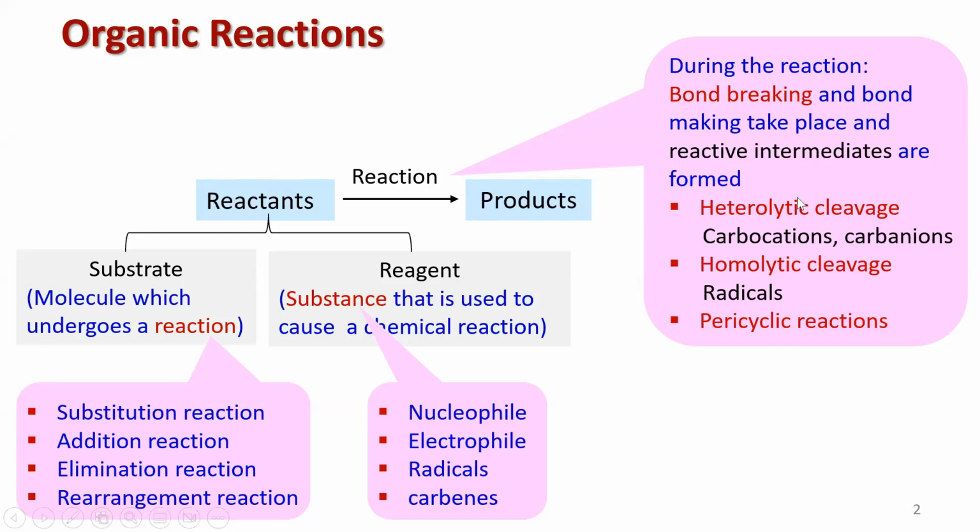So the bond breaking can take place in several ways. We can group them as heterolytic cleavages, where carbocations and carbanions are formed. Or it can be homolytic cleavage. Cleavage means breaking of the bond. So the bond can undergo heterolytic cleavage to give rise to carbocations or carbanions, or it can undergo homolytic cleavage. By homolytic cleavage, you get radicals.